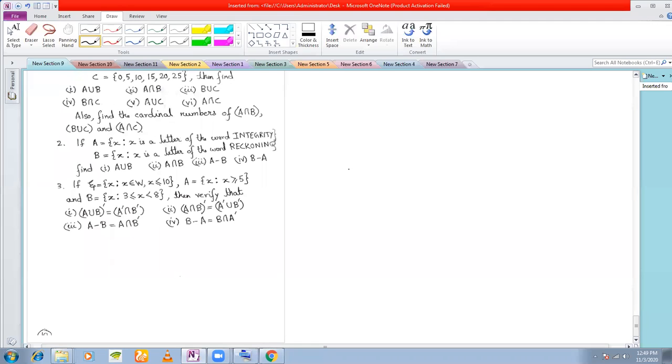But set builder form is a very useful form because you can denote any set with the help of set builder form. Tabular form has its limitations, because in case of a set of playing cards, how will you denote it in tabular form? Very difficult, almost impossible. So that is why set builder form is important, and you must understand set builder form.